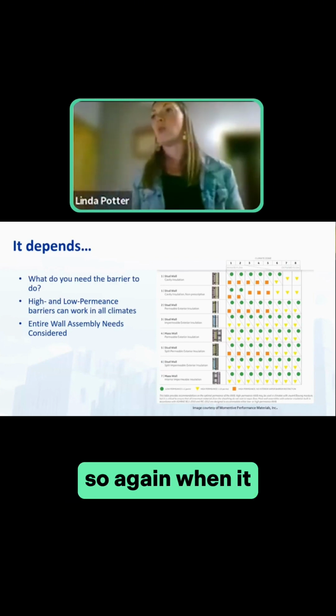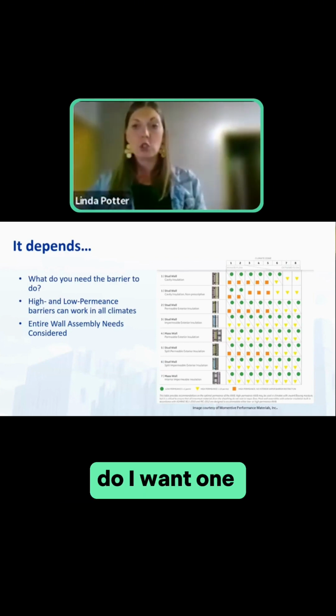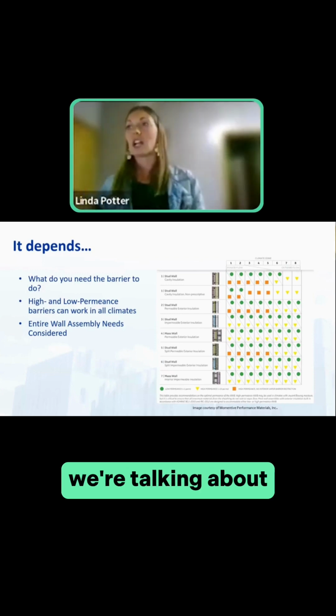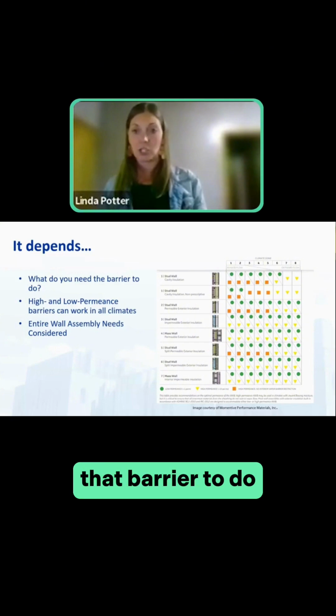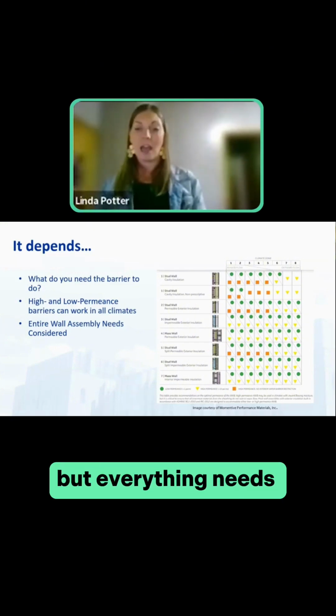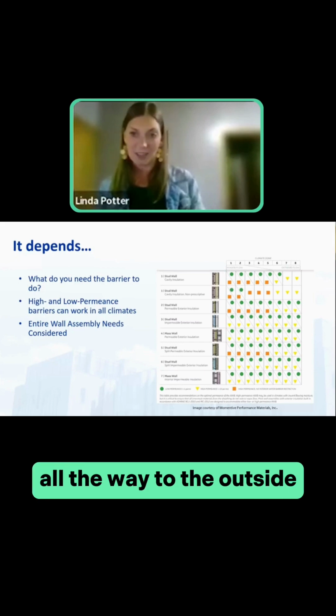So again, when you talk about, do I want one versus the other, and that comment is it depends, we're talking about, what do you need that barrier to do? Because high and low permeance barriers can work in all climates, but everything needs to be considered from the inside all the way to the outside.